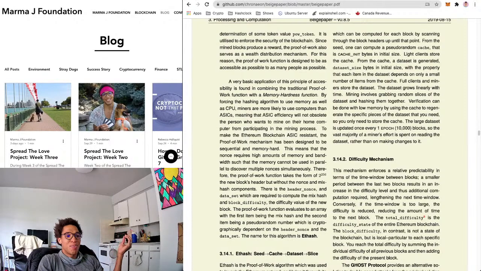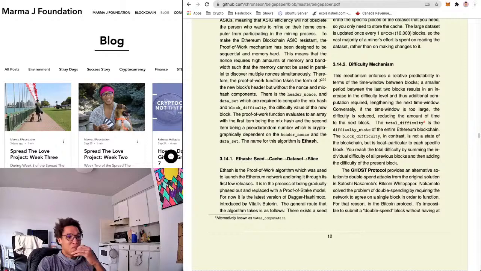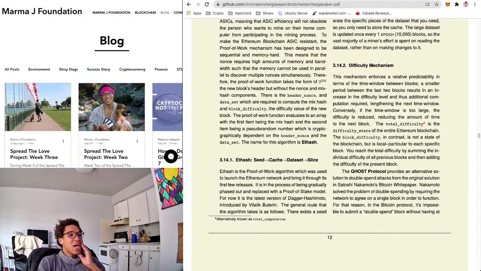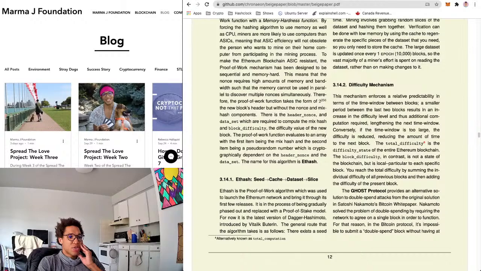Ethash proof of work algorithm. The exact same as in Bitcoin. It's very simple, but I will go through here. Ethash is the proof of work algorithm which was used to launch the Ethereum network and bring it through its first few releases. It is in the process of being gradually phased out and replaced with a proof of stake model. For now, it is the latest version of Dagger Hashimoto, introduced by Vitalik Buterin.